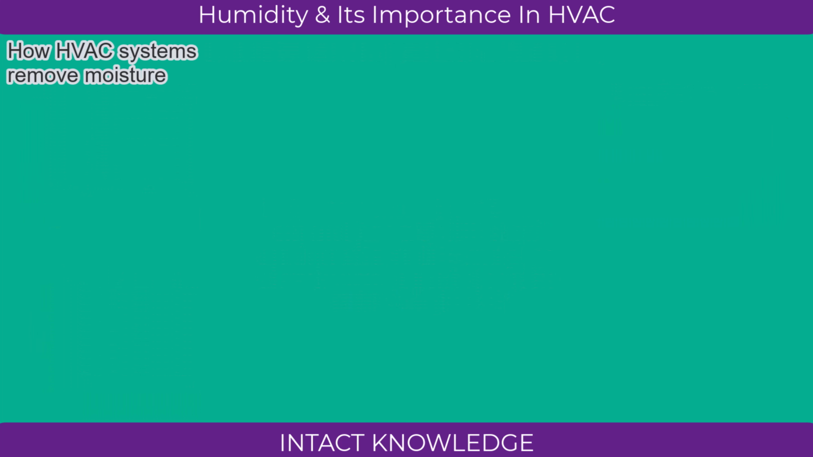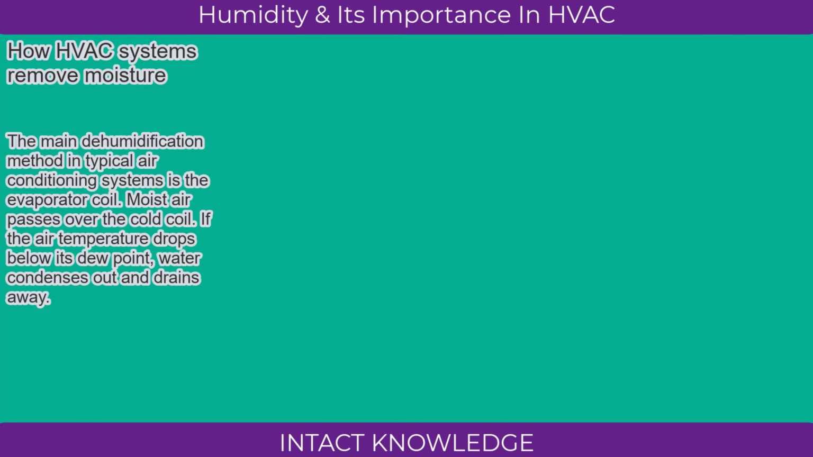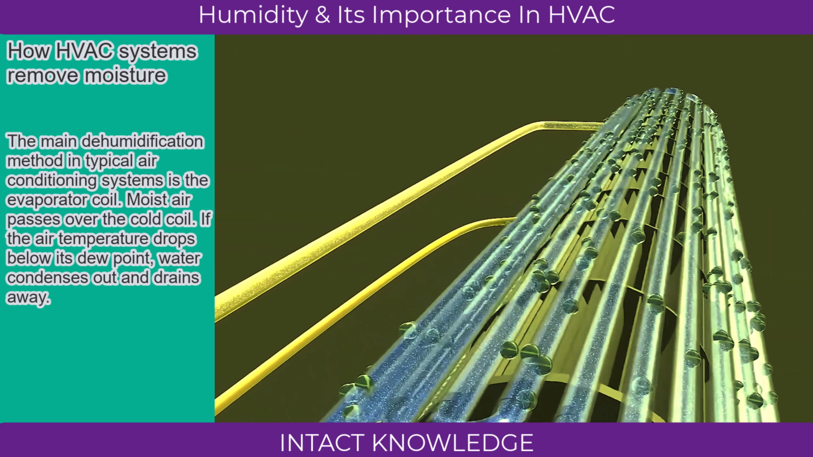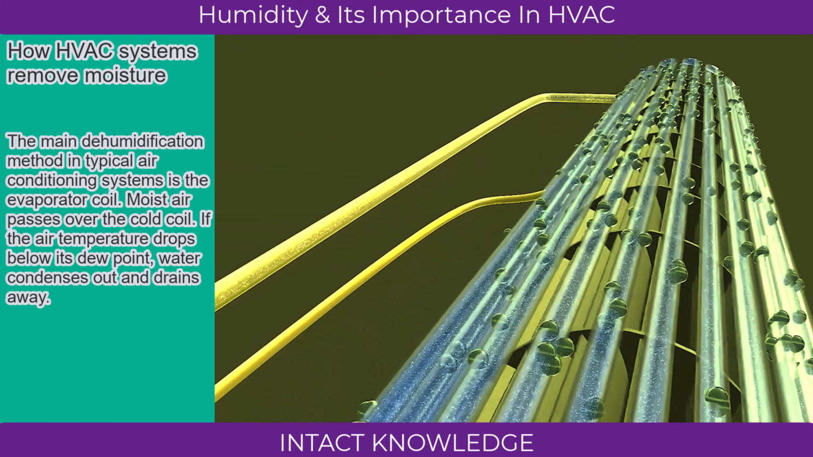How HVAC systems typically remove moisture. The main dehumidification method in a typical air conditioning system is the evaporator coil. Moist air passes over the cold coil. If the air temperature drops below its dew point, water condenses out and drains away. This cools and dehumidifies the air simultaneously.